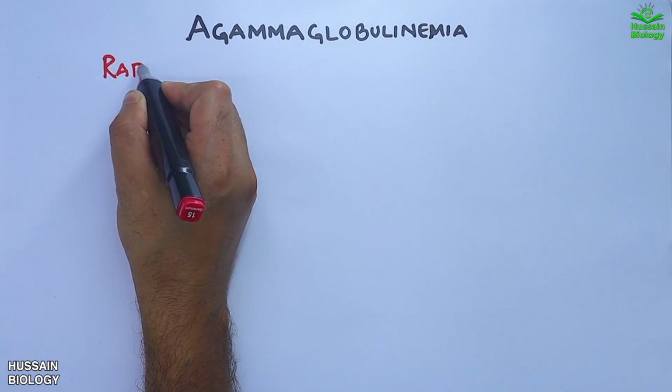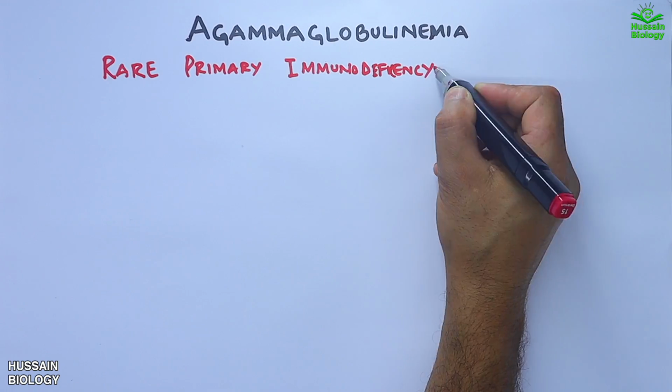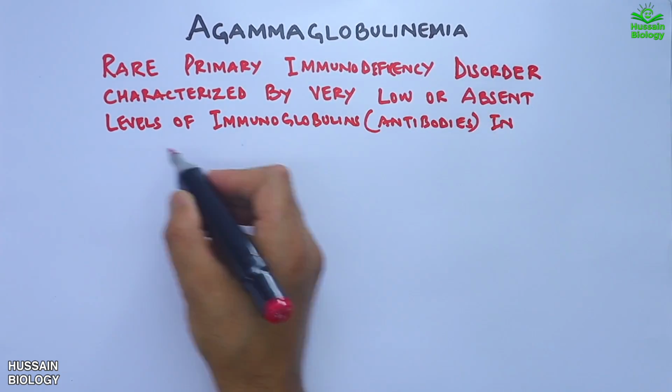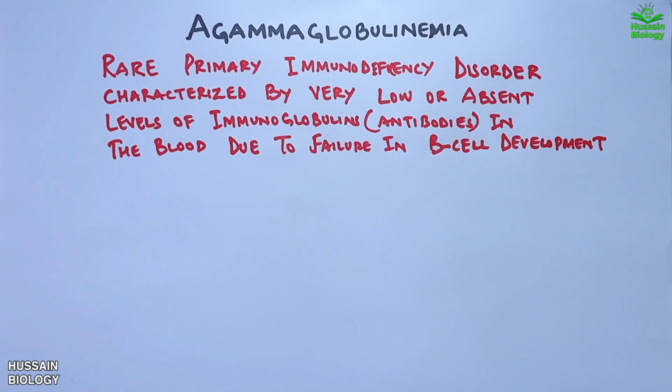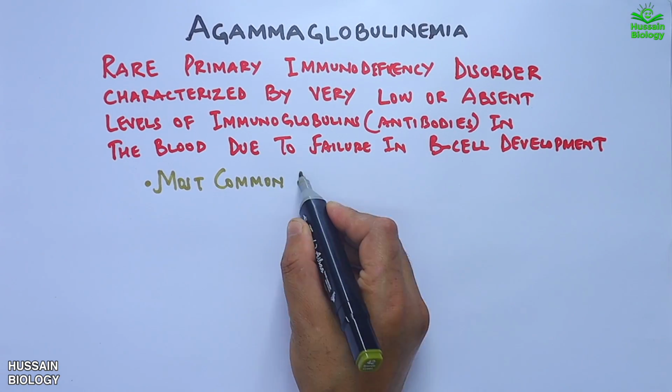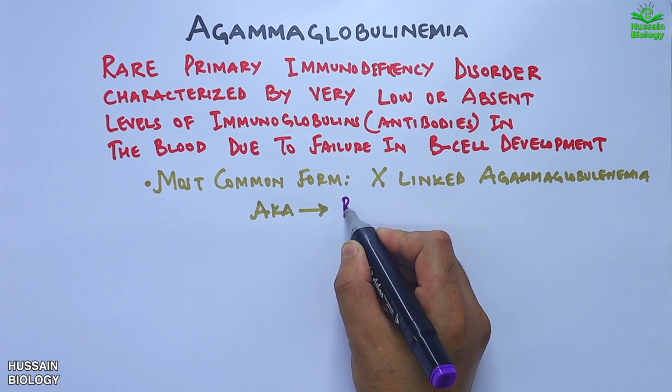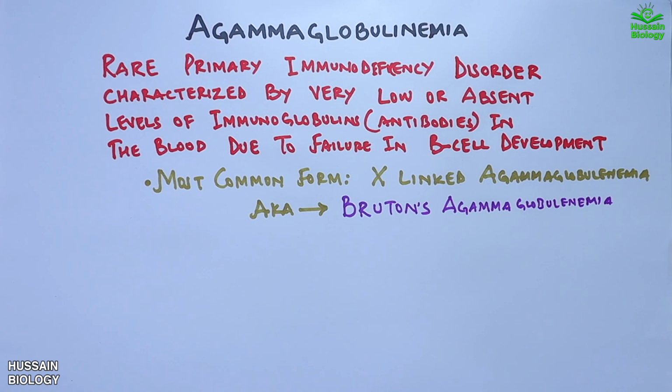In this video, we are going to discuss agammaglobulinemia. Agammaglobulinemia is a rare primary immunodeficiency disorder that is characterized by very low or absent levels of immunoglobulins or antibodies in the blood. This condition arises due to failure in B cell development, which normally helps in producing antibodies to fight infections. We see the most common form of agammaglobulinemia is X-linked Agammaglobulinemia, also known as Bruton Agammaglobulinemia, named after the physician who first described it.